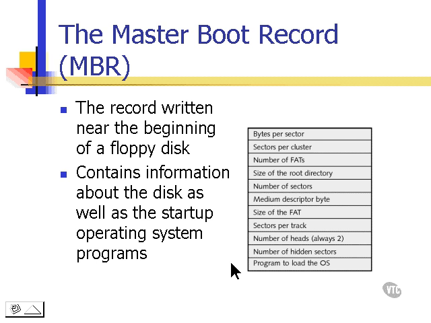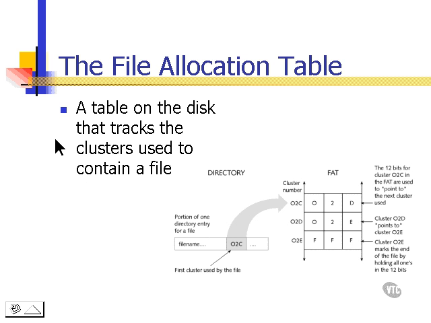The file allocation table is a table on the disk that tracks clusters that are used to contain a file. So a file allocation table is a list that says, oh, okay, if you need that data, here's where it is on the disk. So it's a list that then points to where that data is contained on the disk. We could also call it a pointer file.